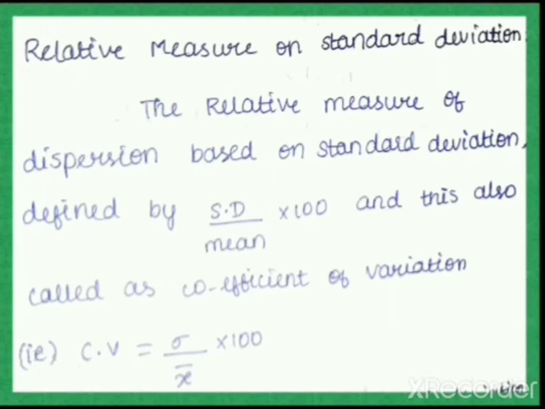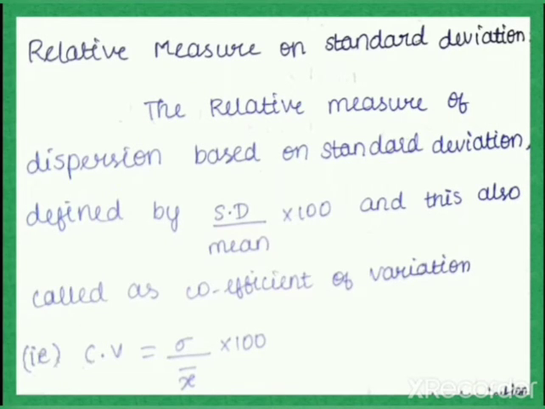Next, our definition is relative measure on standard deviation. Here we are going to find the coefficient of variation. First we have to see what is coefficient of variation. The relative measure of dispersion based on standard deviation is defined by standard deviation divided by mean into 100. This is the formula for coefficient of variation. So first we have to find standard deviation divided by our mean value for given data, and then we have to multiply the terms into 100.